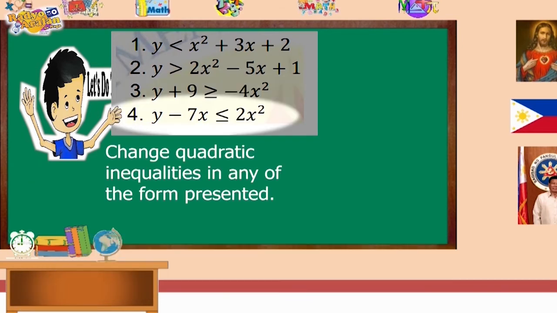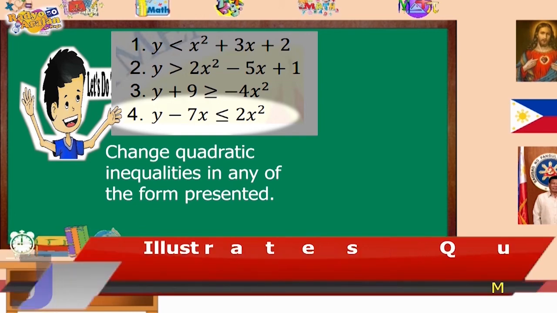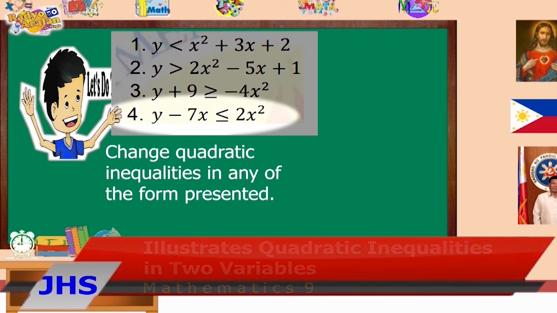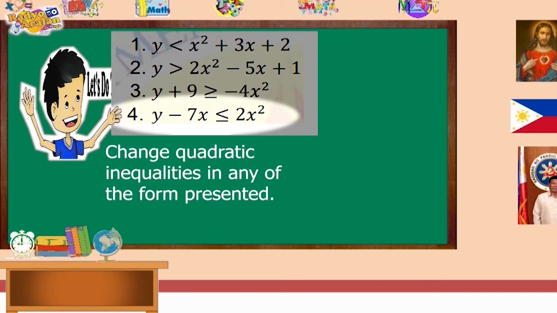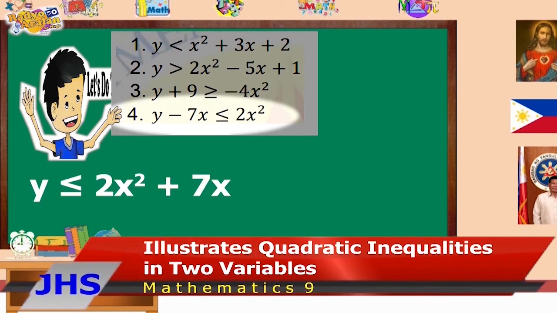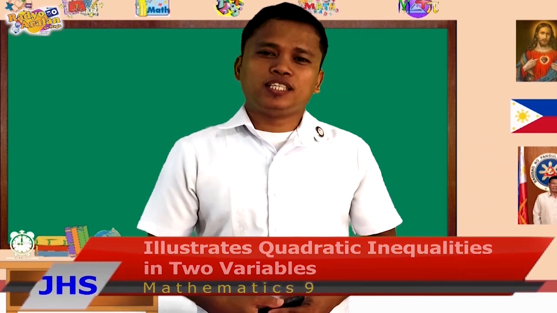Number 4, the last number. Y minus 7x is less than or equal to 2x squared. Again, y minus 7x is less than or equal to 2x squared. The answer is y is less than or equal to 2x squared plus 7x. Good job in finishing the activity.